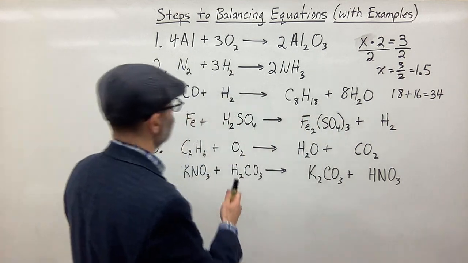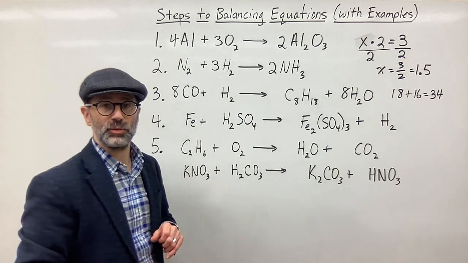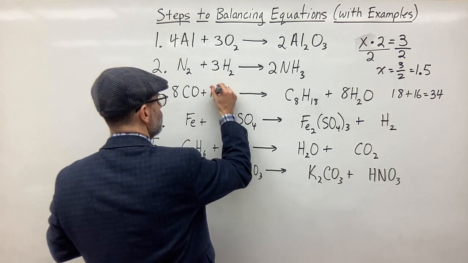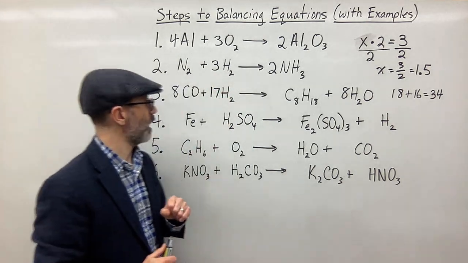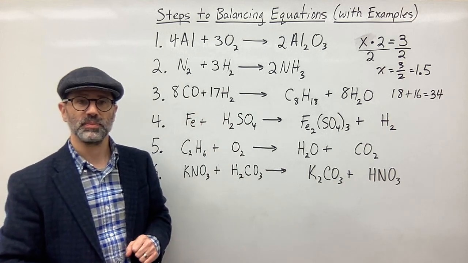Okay, so I need 34 on this side. So what times 2 gives me 34? 17. So I put a 17 there. Everything is now balanced. So that's how you balance that equation.